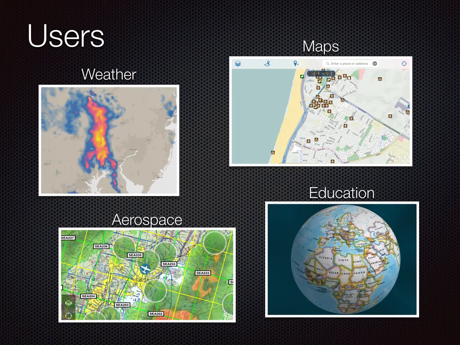Now we've got four main sets of customers. We've got the weather apps. These are apps like Dark Sky. There are map display apps like Gaia GPS. There are aviation and other aerospace apps like FlyQ EFB. And there are education users as well, like National Geographic World Atlas or Stratologica.